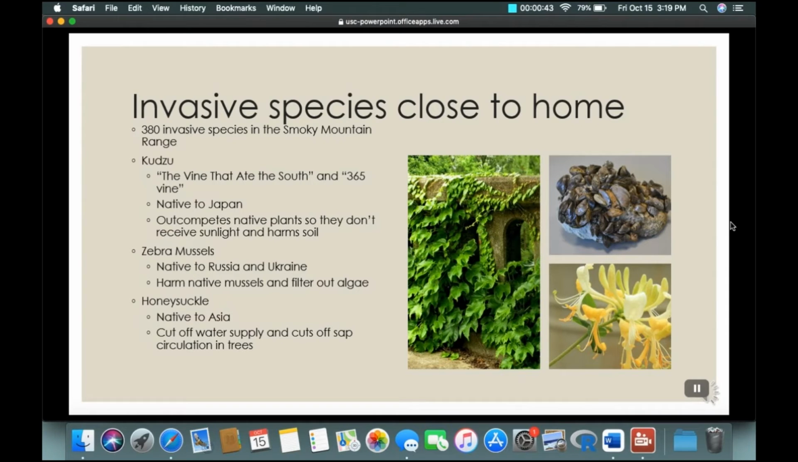Zebra mussels harm other native mussels, and they can also filter out algae. Honeysuckles are native to Asia. They cut off water supply and they cut off sap circulation in trees.